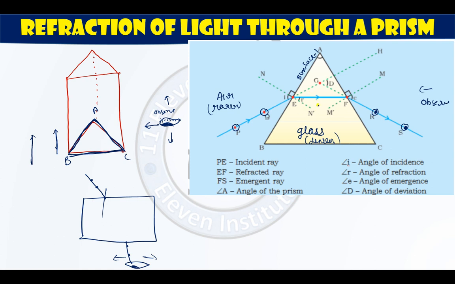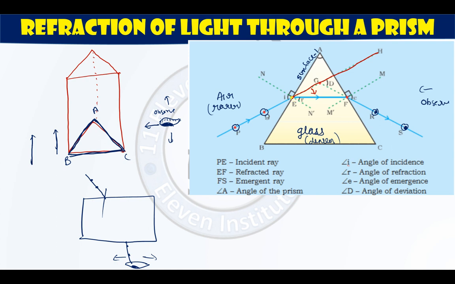See, if this glass was not present, this ray would have traveled in this straight line. Let me change the color. Right, this would have traveled in a straight line if this prism was not present. But as I put the prism in between, here is a surface which separates air and glass. So this incident ray, instead of moving in a straight line, it will bend towards the normal. See, this was going like this, but now it has bent over here. This is the normal, so it has bent towards the normal.